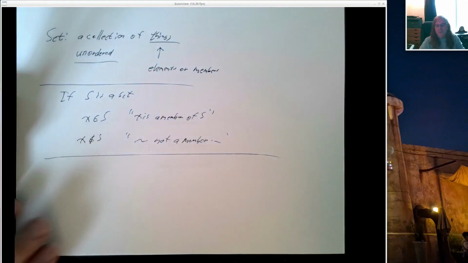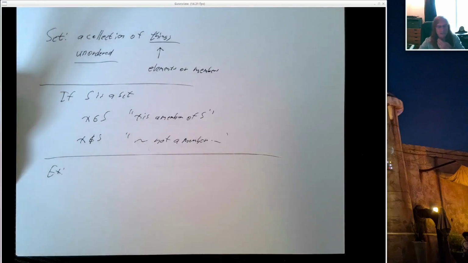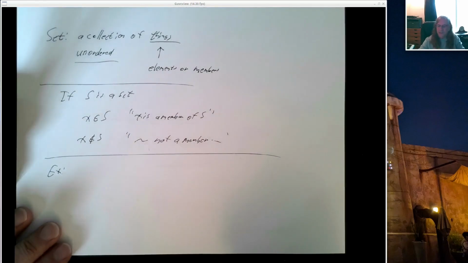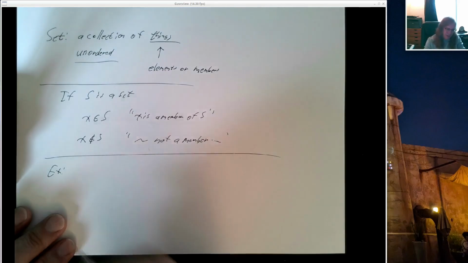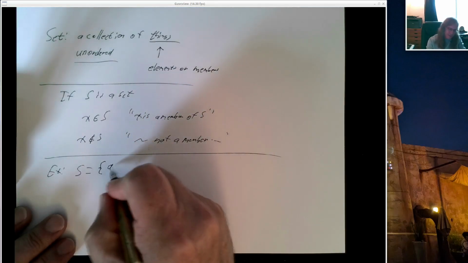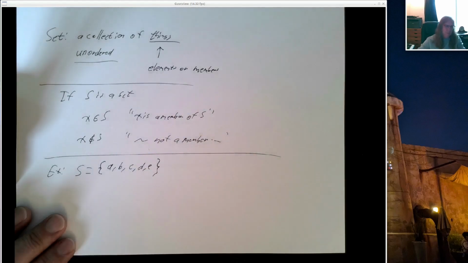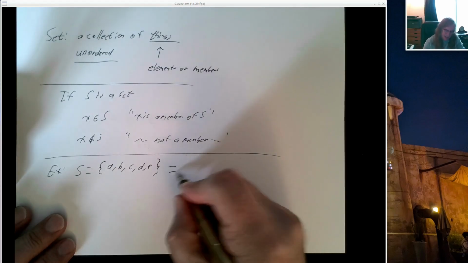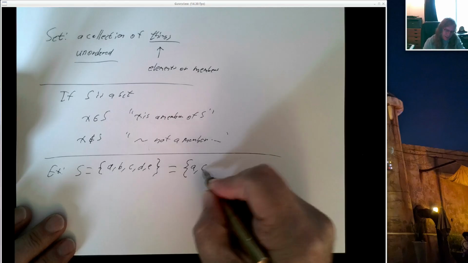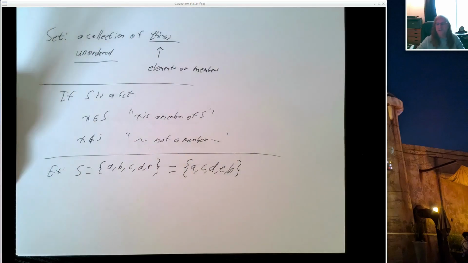Alright, so examples of a set. We could have a set containing the letters A through E, and we could write that as a curly brace followed by the elements of the set. So that's a set containing 5 elements. And again, it would be exactly the same if I decided to list the elements in a different order. It's exactly the same set.